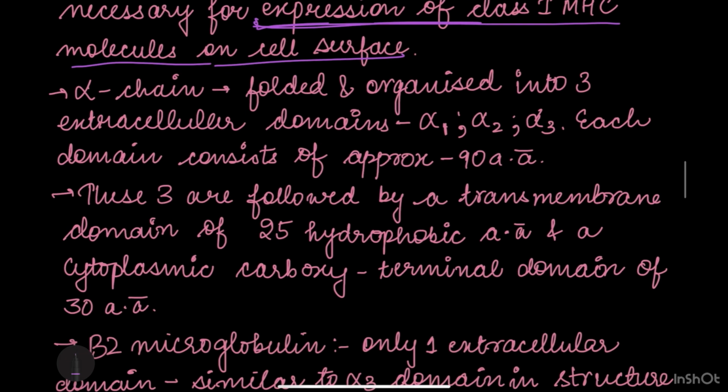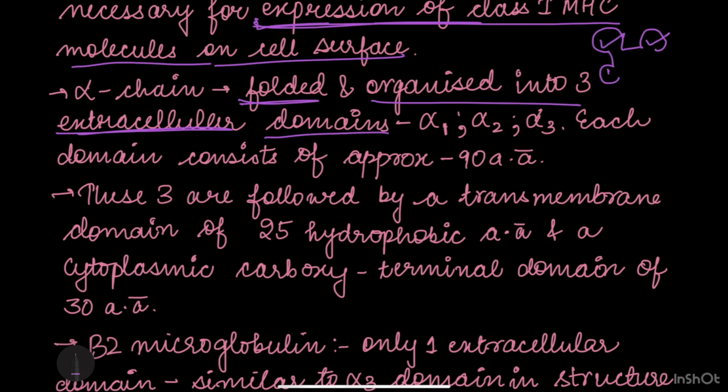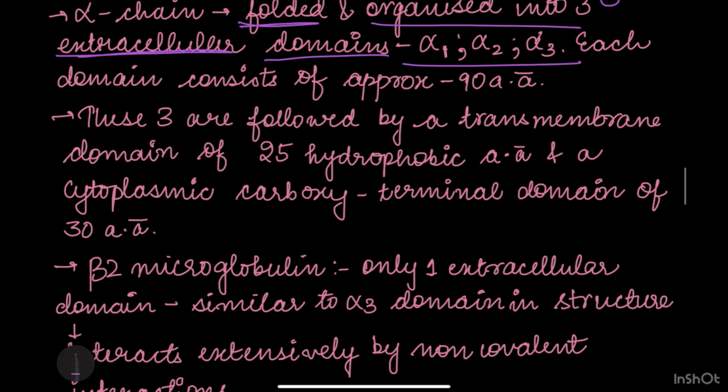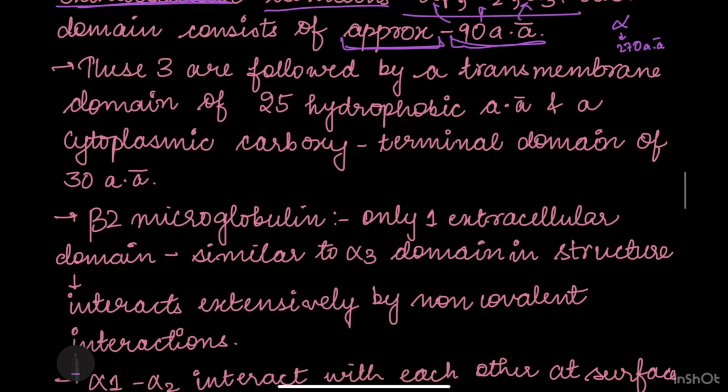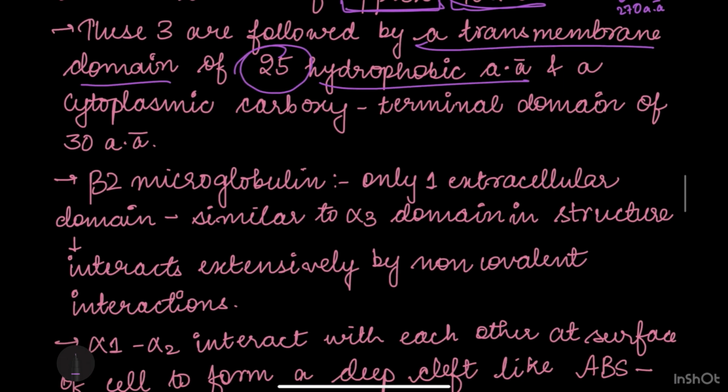Alpha chain is folded and organized into three extracellular domains. I showed you in the structure something like this. Alpha 1, alpha 2, and alpha 3. Each domain consists of approximately 90 amino acids, like 90, 90, and 90. So nearly alpha chain is composed of 270 amino acids. Nearly, it's not the exact value. These are followed by a transmembrane domain of 25 hydrophobic amino acids and a cytoplasmic carboxy terminal domain of 30 amino acids.